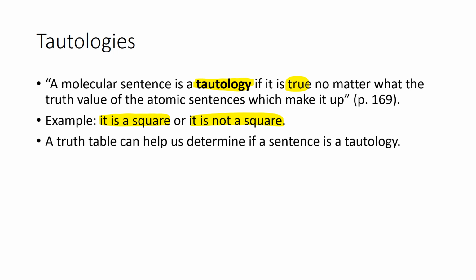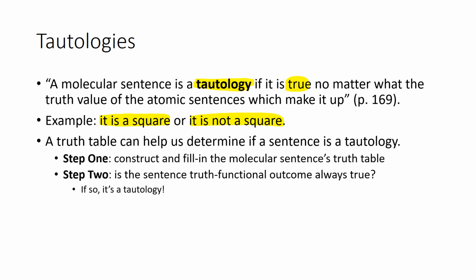Now, a truth table can help us determine if a sentence is a tautology because a truth table has an exhaustive methodology. It's very straightforward. Step 1, we construct and fill in the molecular sentence's truth table. Second step, we have to answer this question. Is the sentence's truth functional outcome always true? And if it's always true, we have a tautology.